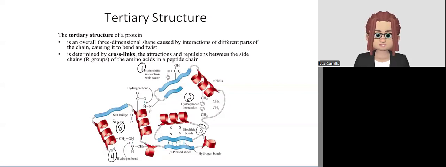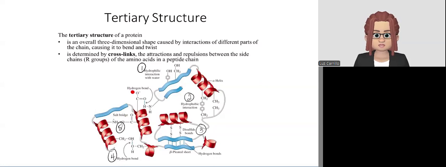Next, we can have salt bridges. And when it comes to salt bridges, understand that this is the interaction between a cation and an anion that are present in the side chain of a particular amino acid within a protein. And this forms an ionic interaction, an electrostatic interaction, and that's what is known as a salt bridge.